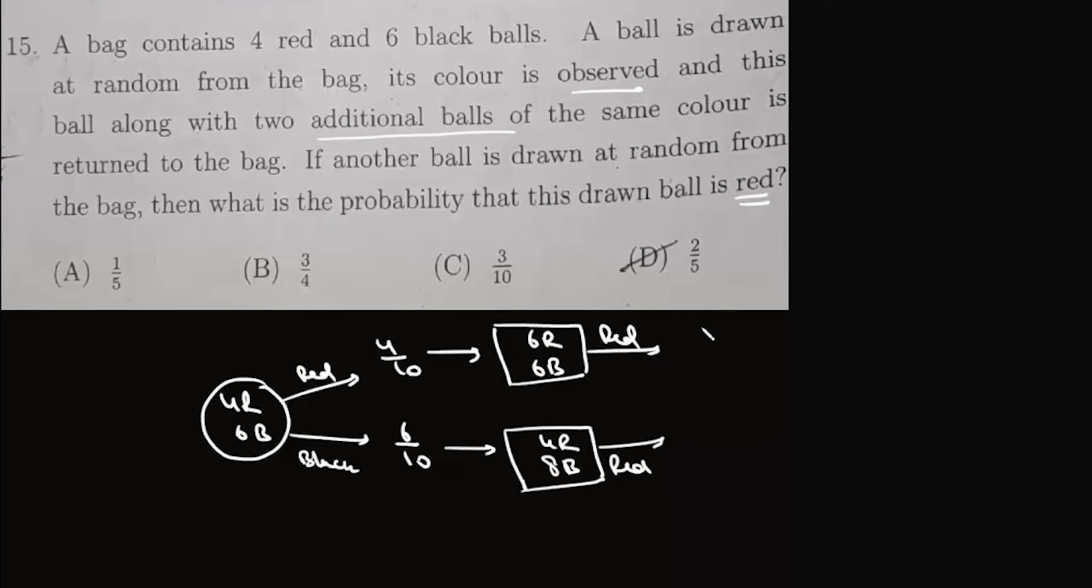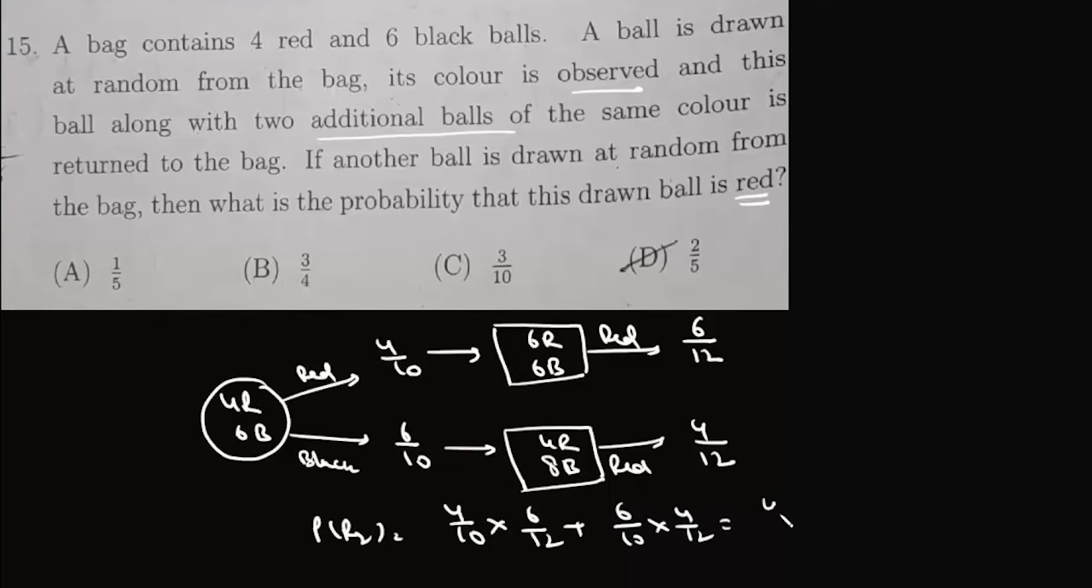Now from this box, the probability of getting a red ball is 6 by 12, and here this probability is 4 by 12. So the probability that this second ball is red is 4 by 10 into 6 by 12 plus 6 by 10 into 4 by 12, which is 48 by 120. Now this is 4 by 10, which is 2 by 5, and that's your option D.